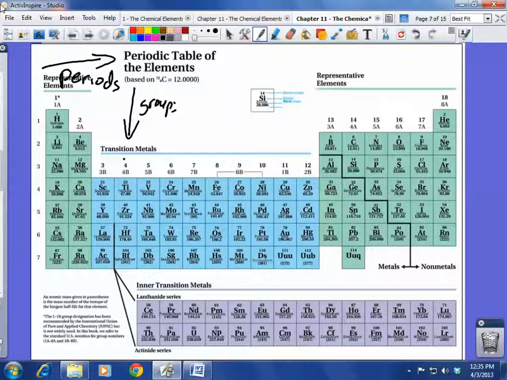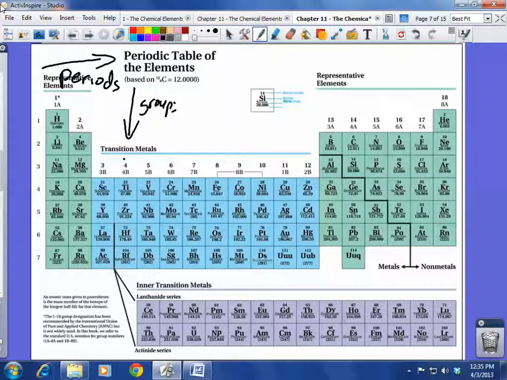It's in group 2A. It's in the 6th period. If it's a metal, then it's probably a good conductor of heat and electricity. It's probably malleable. It's probably ductile. Wait, how do you know it was a metal? Because it's to the left of this line.